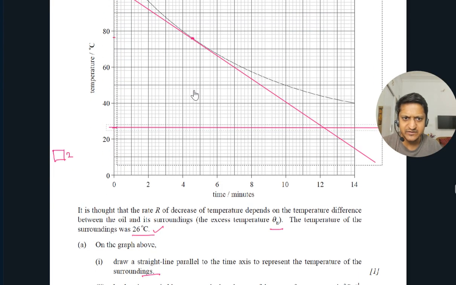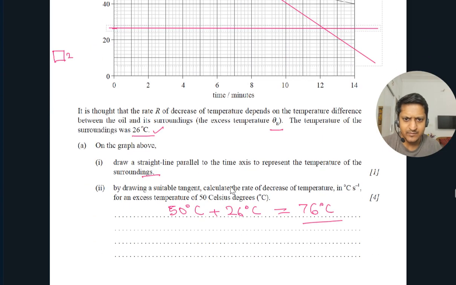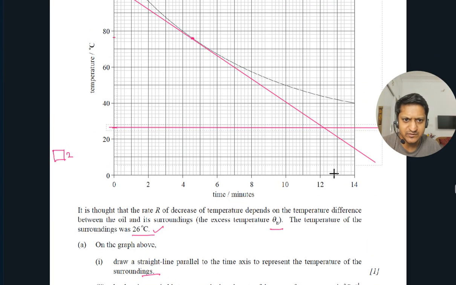So we got the tangent now, and by drawing the tangent, calculate the rate of decrease of temperature. So for the rate of decrease of temperature, basically we need to calculate the slope because our graph is between the temperature, that is degree Celsius, and the time. So now we need to calculate the slope. So let's first see 2 points. We can take this point.